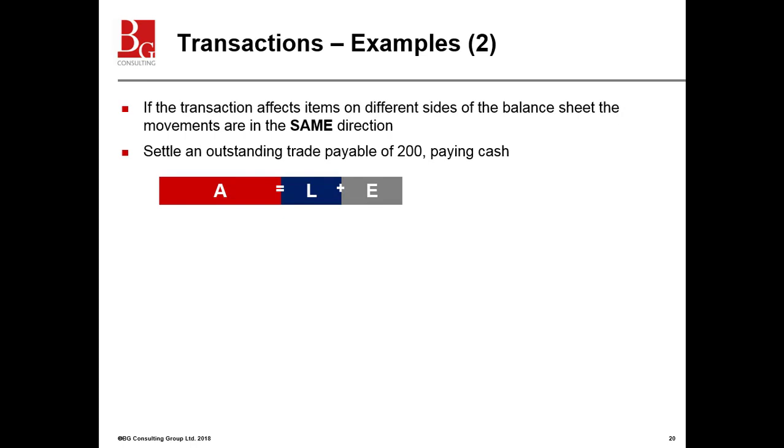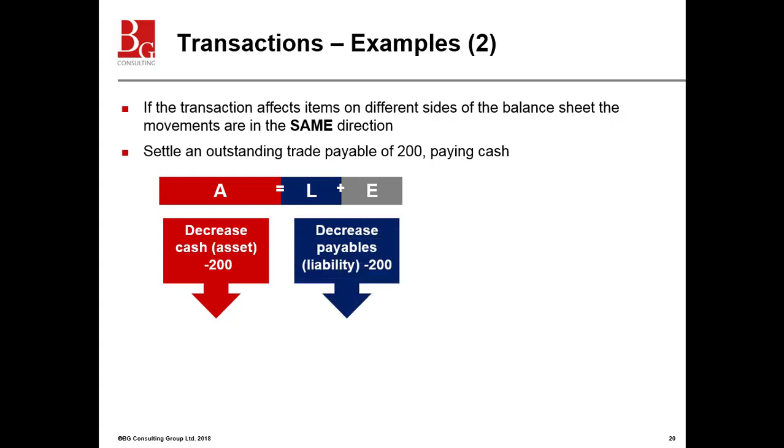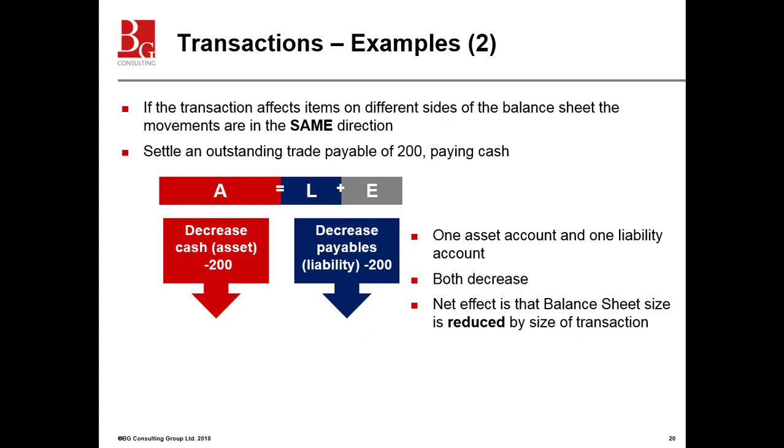Here's our balance sheet equation. So if we've paid cash, cash will decrease by the amount, 200. But now we're settling a liability. So the second part of that double entry is that payables, which is recorded within liabilities, also decreases by 200. It's the same movement by the same amount on each side of the balance sheet. This time, the net effect is that the balance sheet size is reduced by the size of the transaction. Total assets decreases and total liabilities also decreases by exactly the same amount.